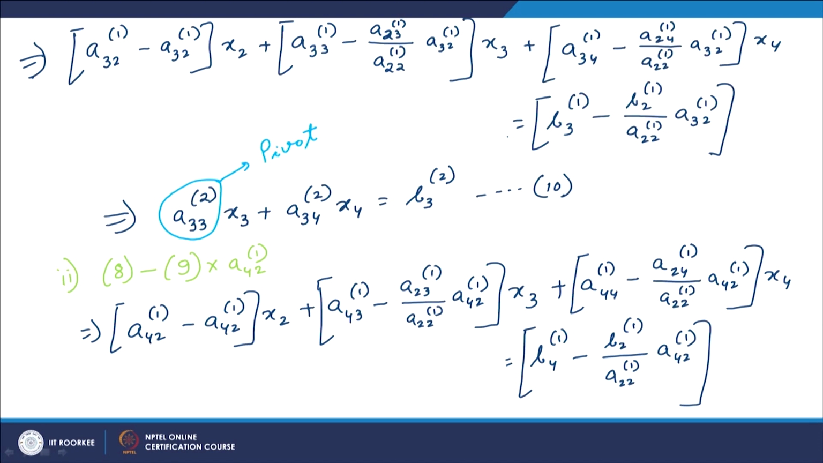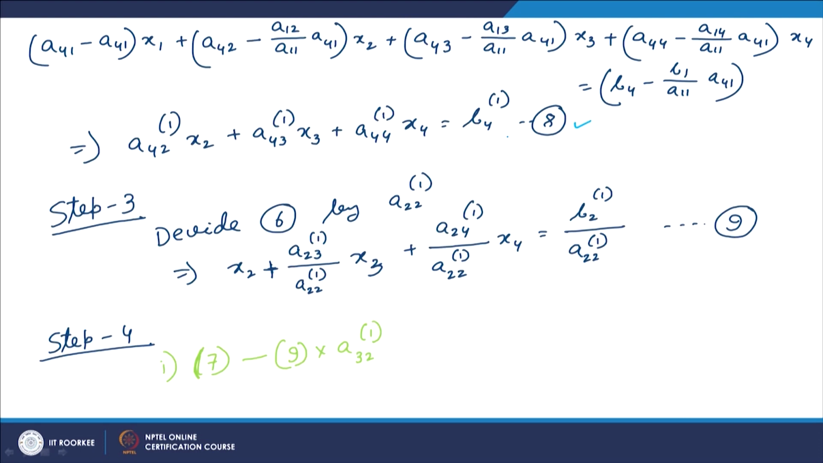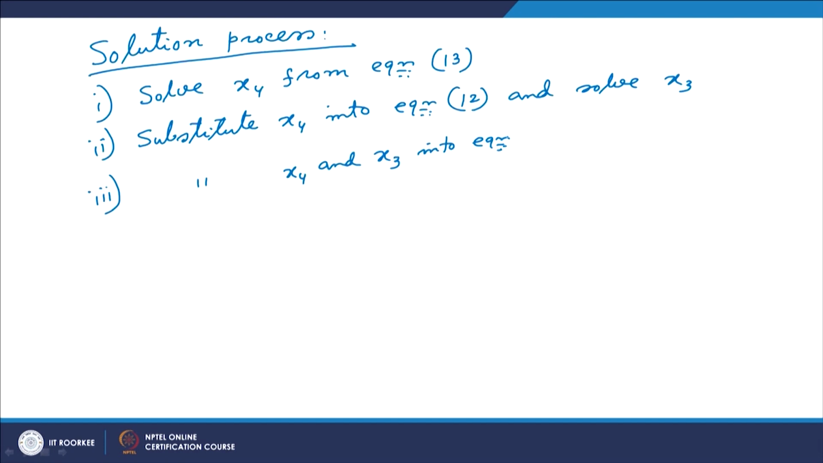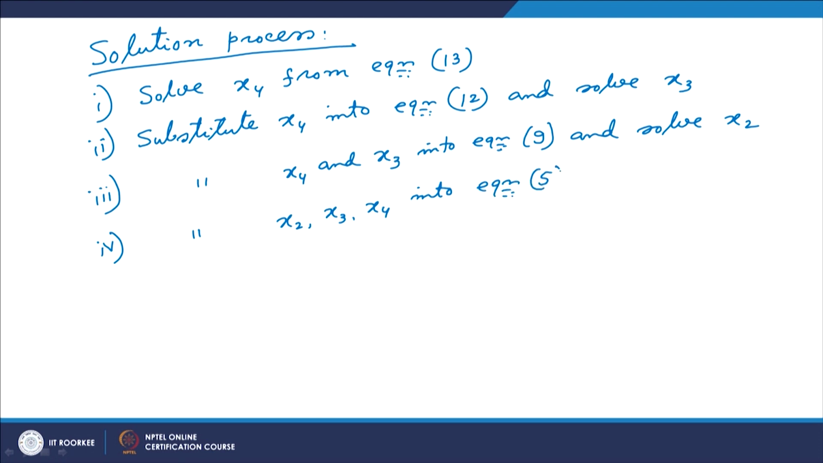So, now x3 and x4 are known. After that we can simply substitute x4 and x3 in equation 9 and solve for x2. And then the last one is that we substitute x2, x3, x4 into equation 5 and solve x1. So, that is how.